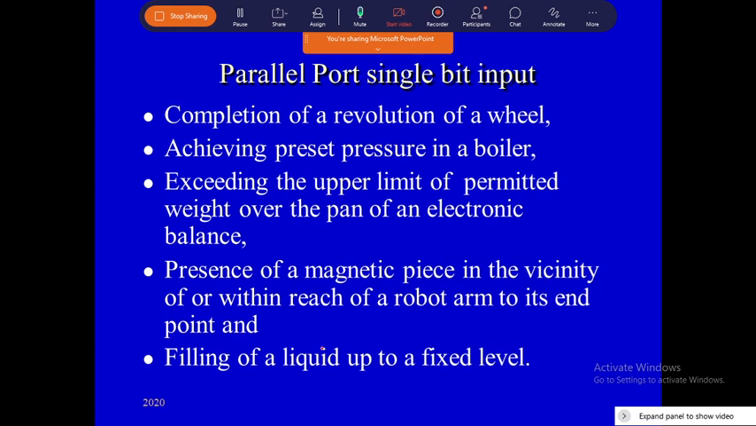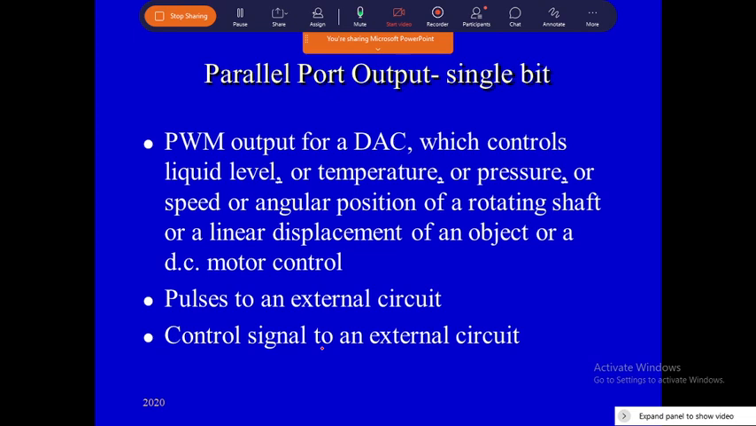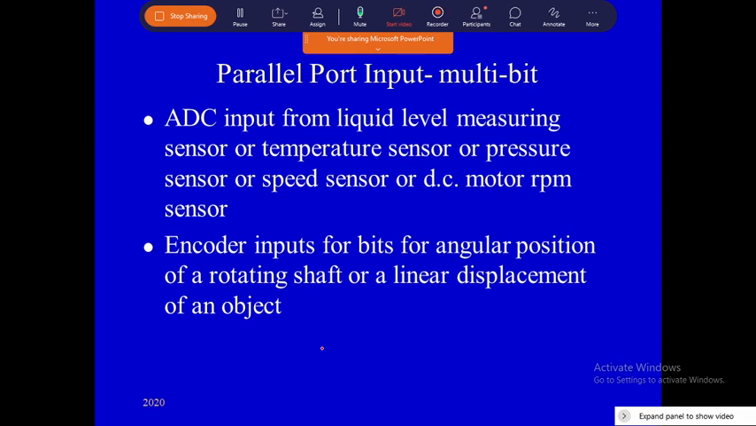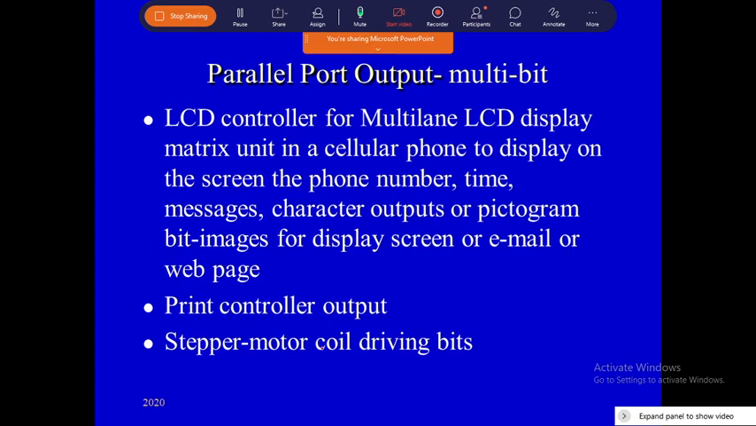Next is a parallel output port, that is PWM output for a DAC, which controls the liquid level or temperature, pressure or speed, angular position. These are some of the examples. Parallel port input multi-bit: ADC input from a liquid level sensor or a temperature sensor or a pressure sensor or a speed sensor or a DC motor RPM sensor. These are some of the examples of multi-bit.